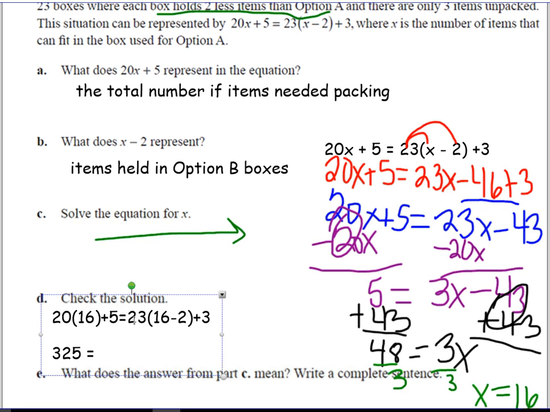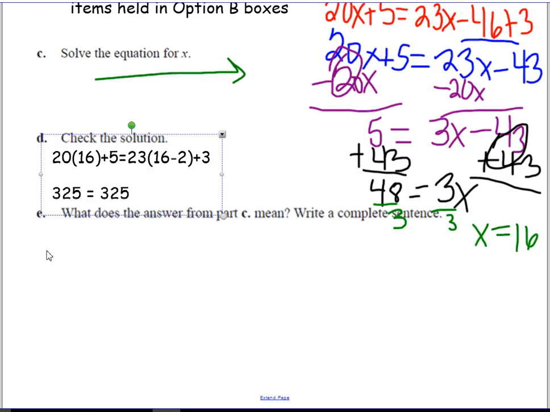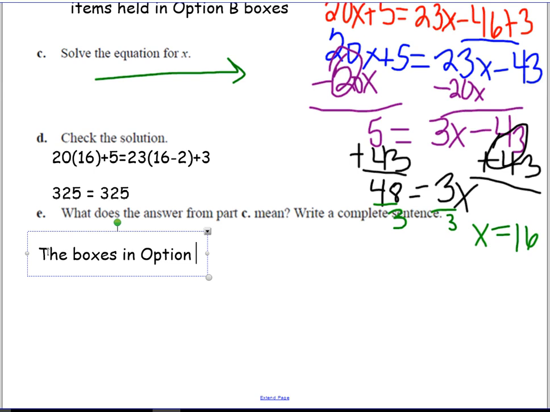So then we need to do 23 times 14, which would be 322, and then 322 plus 3 would be 325. Screwing up my numbers, sorry, 325. And so we do get that 325 equals 325. But again, interpreting C, which is the value of x, it means that the boxes in option A hold 16 items.